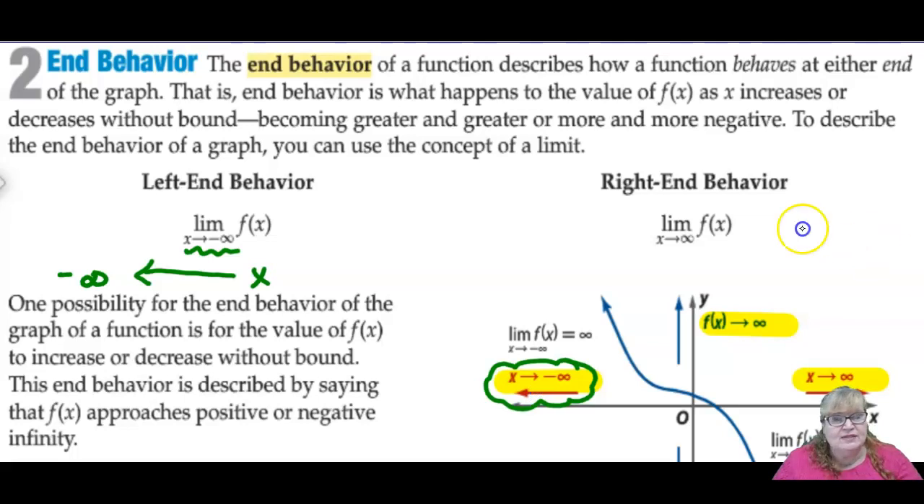The right end of the graph is what happens as x gets bigger and bigger, or approaches infinity. Again, the x-axis runs left and right. As you go to the right, the values get bigger and bigger, so they are approaching positive infinity. So x goes left to right.